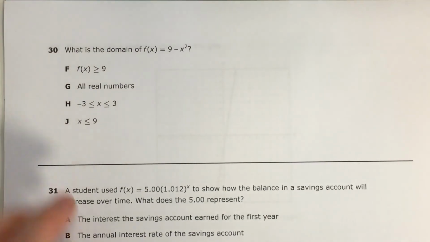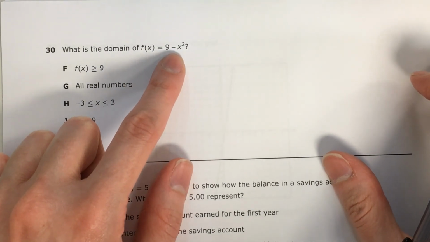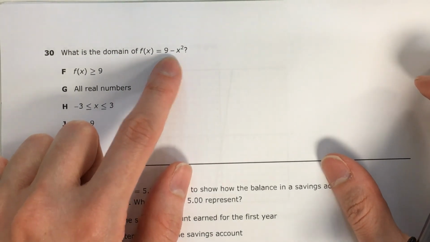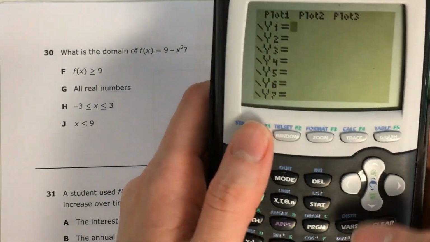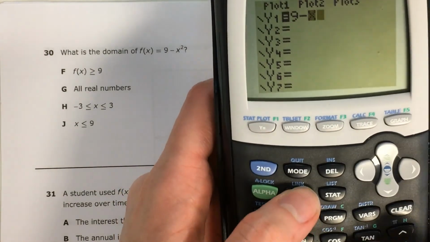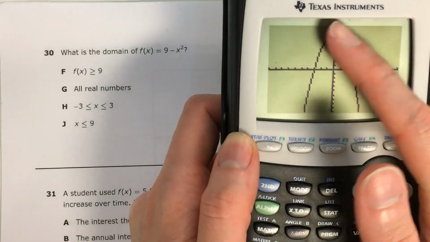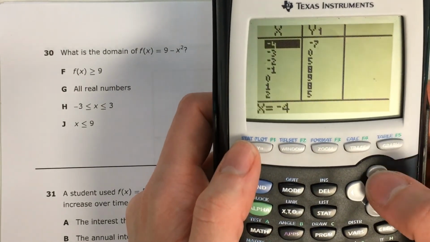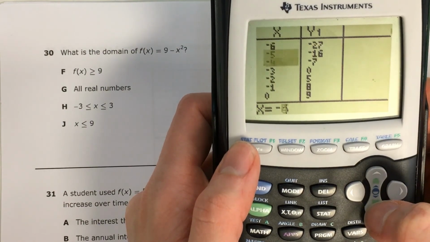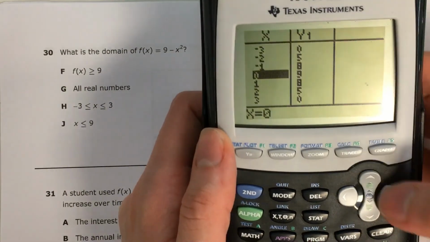Number 30. What is the domain of f(x) = 9 - x²? Well, let's see how it looks. Let's put it in the calculator. Push y =, clear. Put 9 - x². Go to the graph. Okay, so it looks like it's a parabola. Let's find the vertex. Okay, I see the vertex. The vertex is right here at (0, 9).